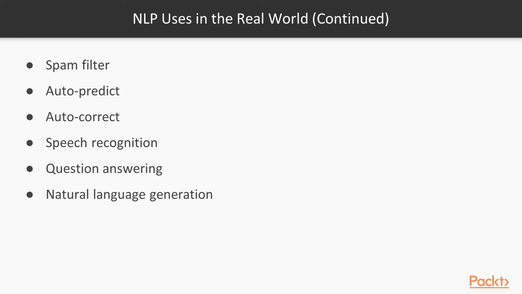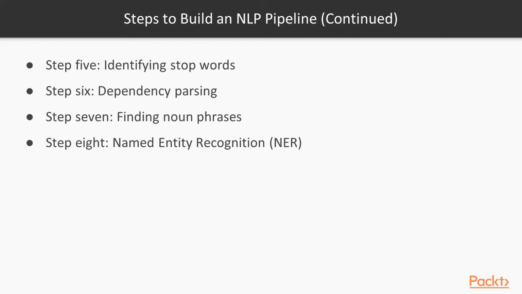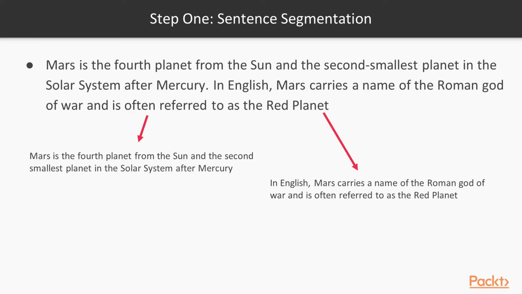So when we think about building a natural language processing pipeline, there are 8 key steps to think about. Sentence segmentation, word tokenization, predicting parts of speech for each token, text lemmatization, identifying stop words, dependency parsing, finding noun phrases, and then named entity recognition. Let's dig into each of these steps. Let's say we have a sentence here describing the planet Mars.